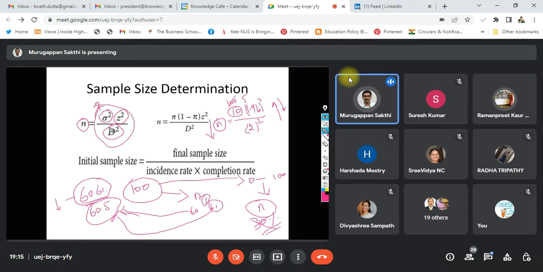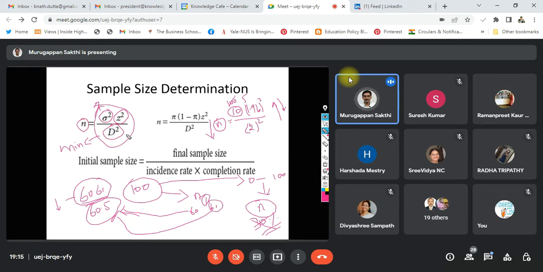If you require more accuracy, imagine the numerator is constant. More accuracy means what? With more precision. More precision you would like to identify. If more precision, the d values are too minimal. The d values are too minimal. If the minimal value lies in the denominator, what happens to the n?